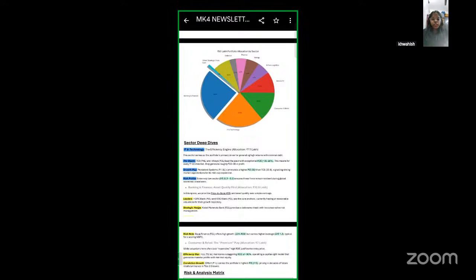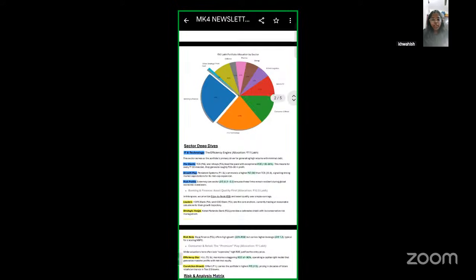IT and technology, the efficiency engine, allocation 11 lakhs. This sector serves as the portfolio's primary driver for generating high returns with minimal debt. The giants, TCS, 4 lakhs, and Infosys, 3 lakhs, led the pack with exceptional ROE of 35 to 38%. This means for every 100 rupees invested, they generate roughly 30 to 38 in profit.